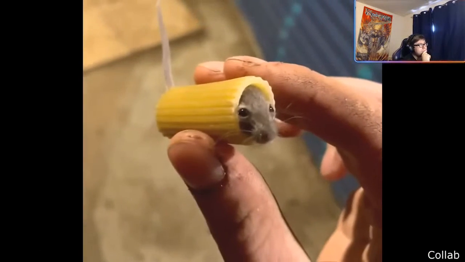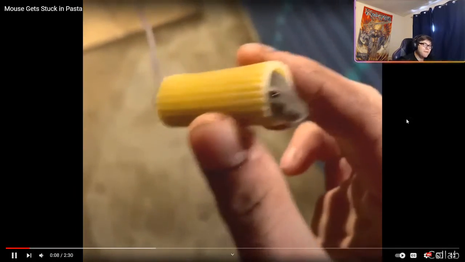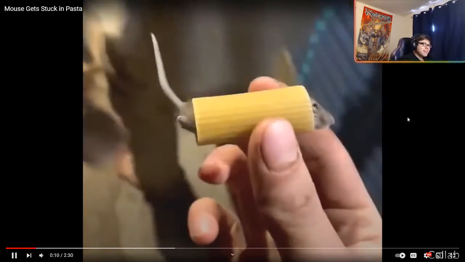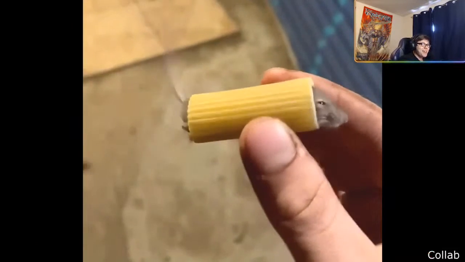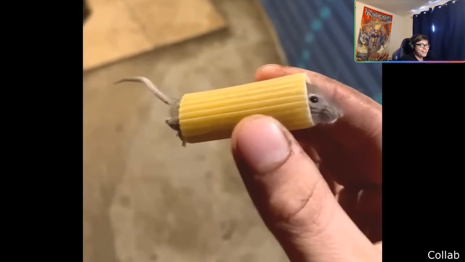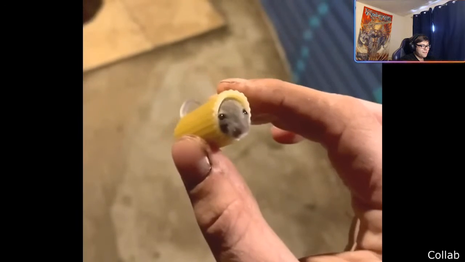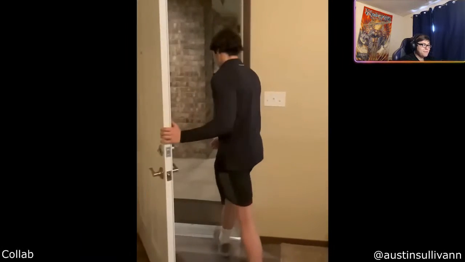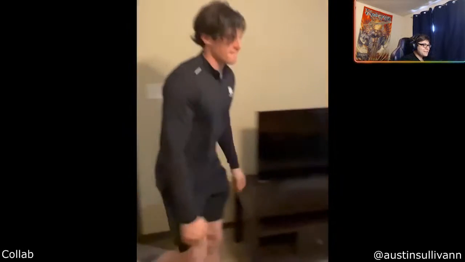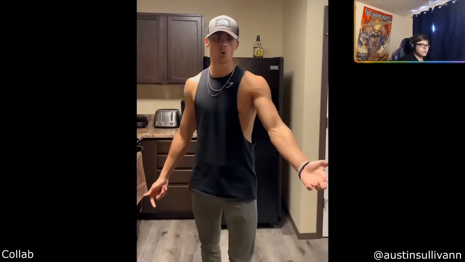One of my subscribers opened up a box of pasta and found a mouse that got stuck. There's Remy from Ratatouille, bro. Look at him go. What is Remy doing, bro? Remy got lost. Bro, you're gonna let the dog out. Shut the door. Bro, what dog?